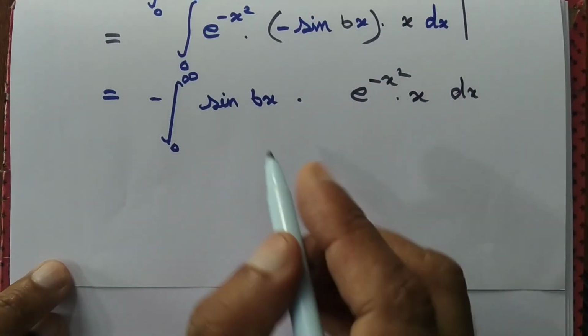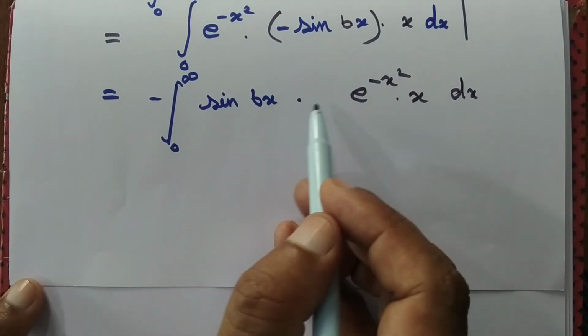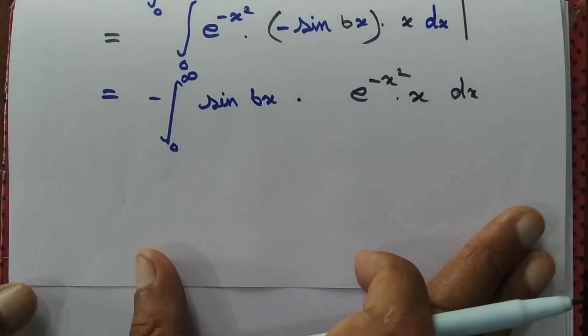So what we want is to evaluate this integral. Did we simplify the process? It appears that we have made it complicated, but you will find that we have actually simplified it.